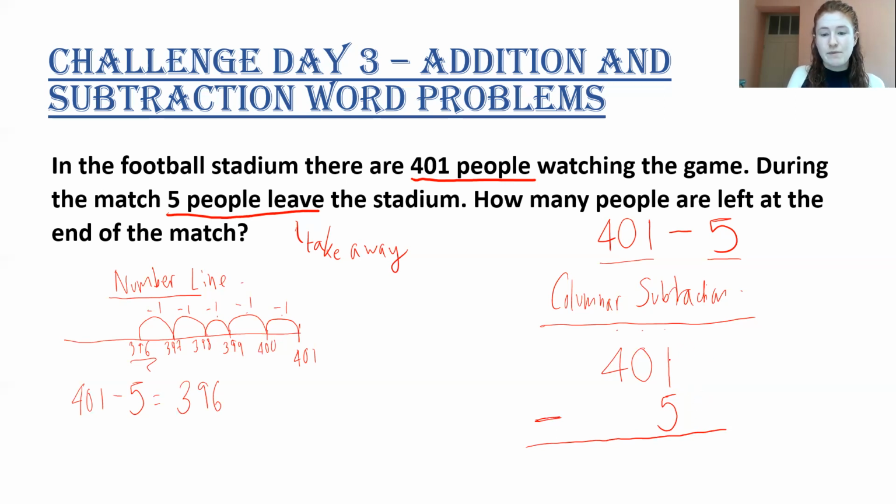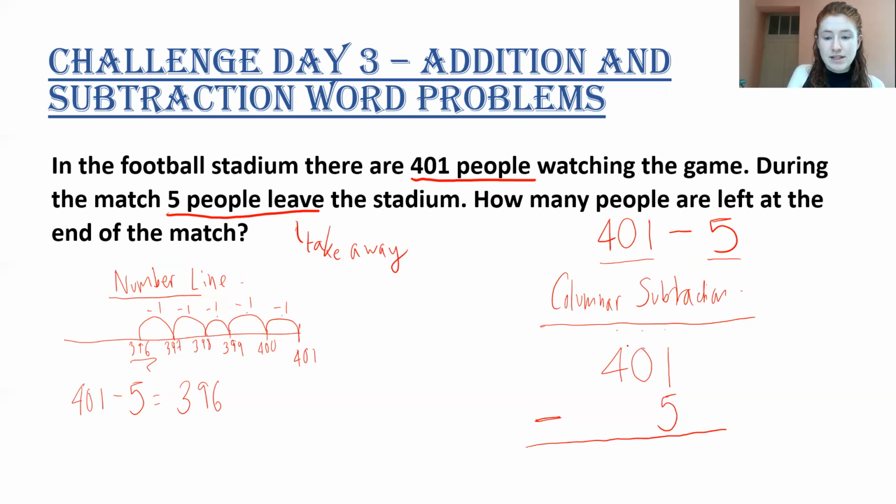So let's look at our ones here. We've got 1 minus 5. But we can't do that, can we? We can't do 1 minus 5, that doesn't work. So instead, we're going to have to borrow a number. But we can't straight away borrow from this 0, can we, in our tens? We can't take anything from 0. So instead, we're going to have to take something from our hundreds column over here.